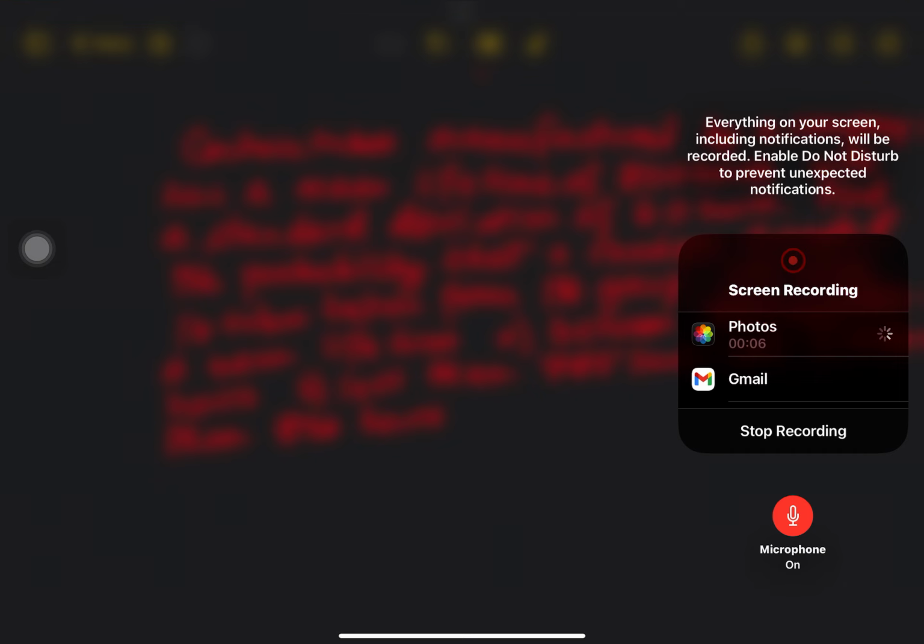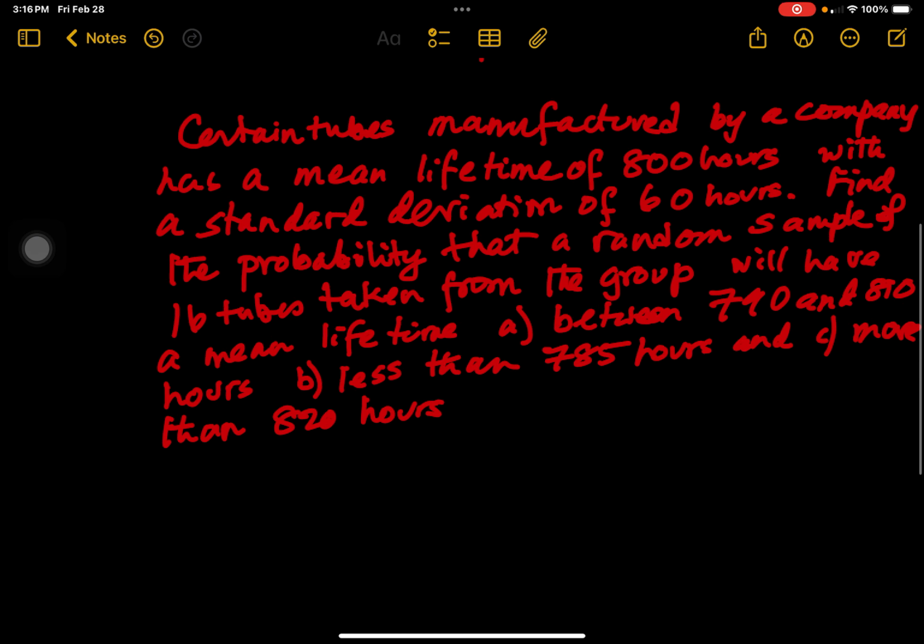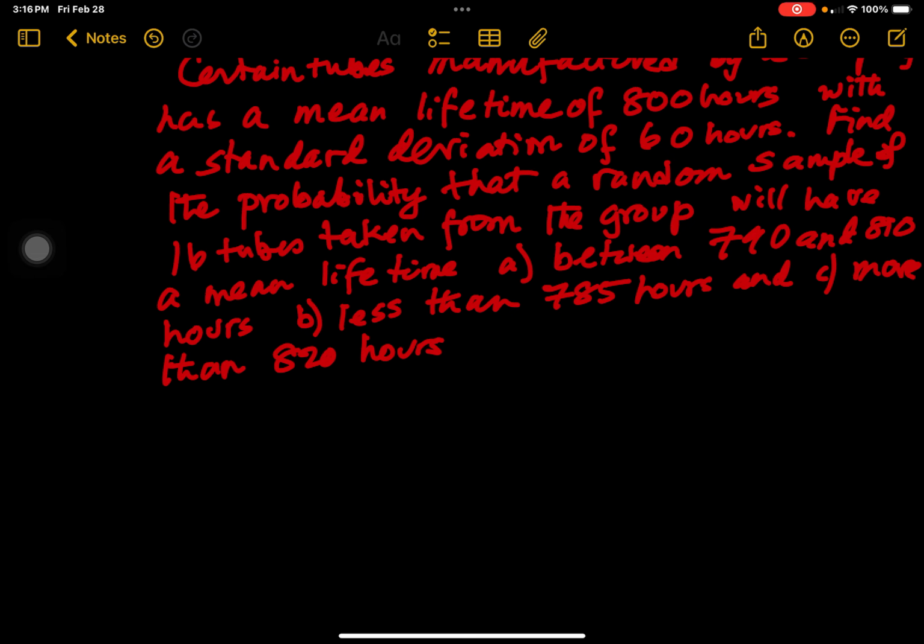Today, we will work on a problem on a sampling distribution, and I will read the problem just for you. Certain tubes manufactured by a company have a mean lifetime of 800 hours with a standard deviation of 60 hours. Find the probability that a random sample of 16 tubes taken from the group will have a mean lifetime between 790 and 810 hours. Part B, less than 785 hours, and part C, more than 820 hours.